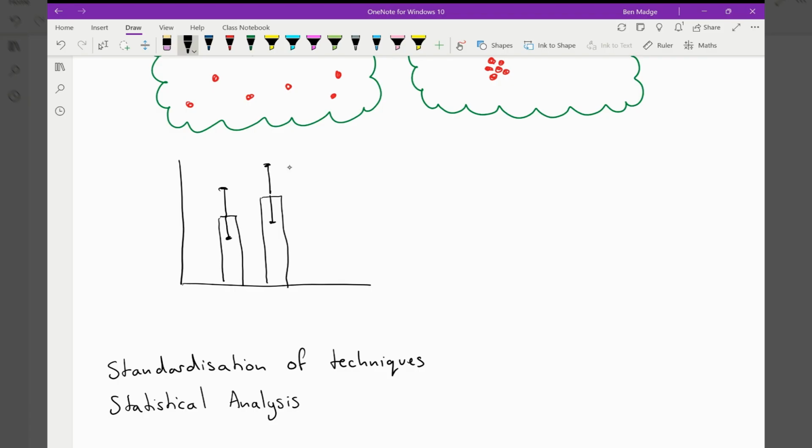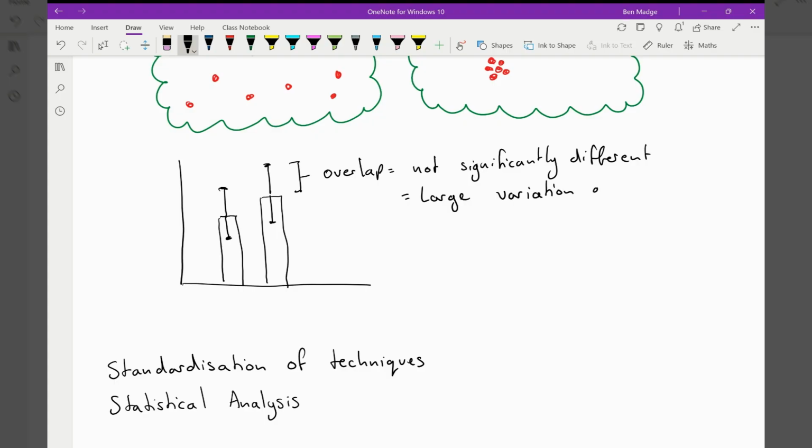Where it overlaps, it means that potentially these two values are not significantly different, because we have a large variance or variation around the mean. And this in part could be produced by having things that we're measuring not evenly spread.